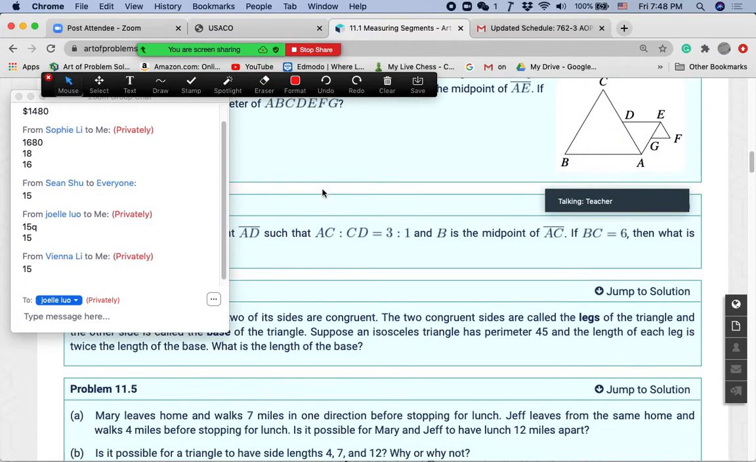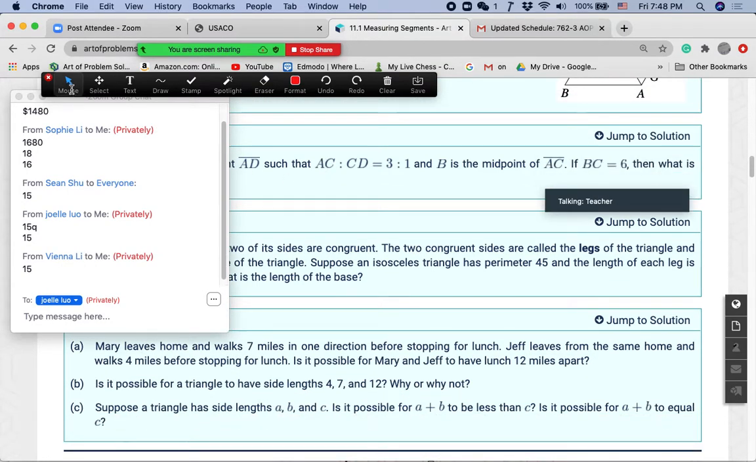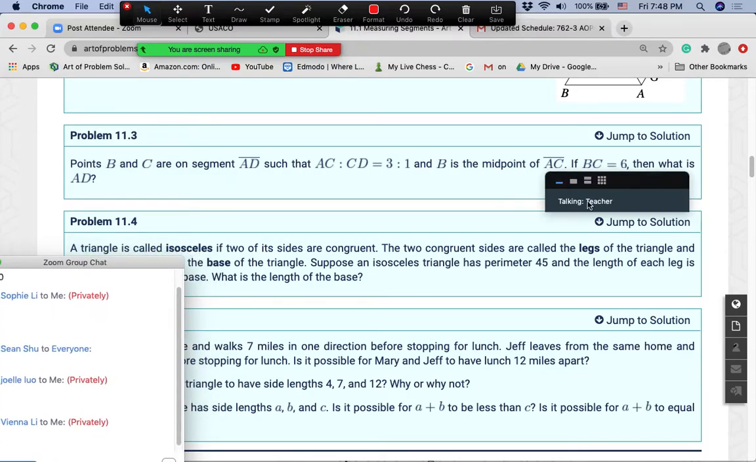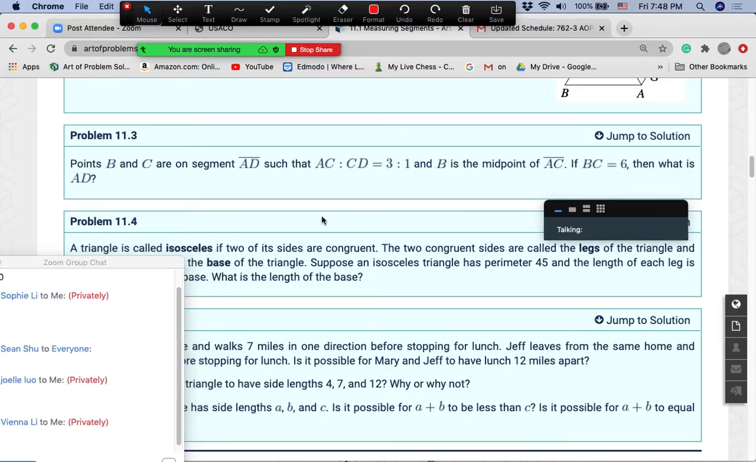Now let's go to the next one. Julia, can you read 11.3?